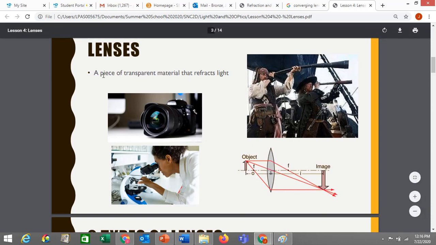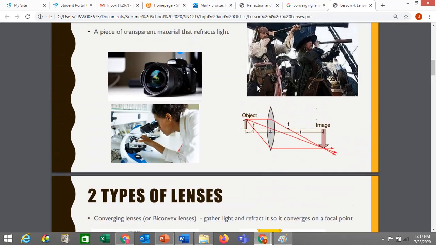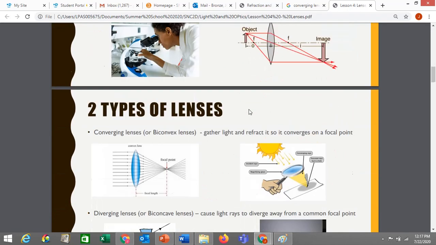So what is a lens? It's a piece of transparent material that refracts light. That's a general definition for it. There is a weird way of having a lens that isn't composed of material in this way, which I'll maybe get to at the end, which is kind of interesting. But in any case, the ones that we're dealing with are going to be made of transparent material, usually glass.